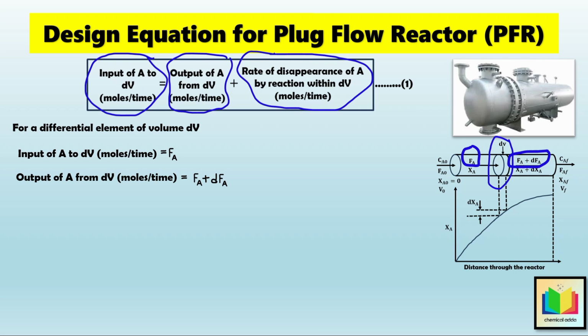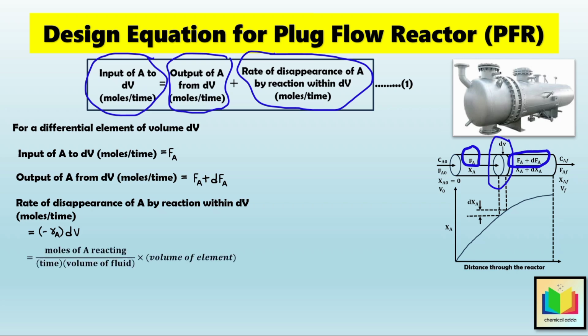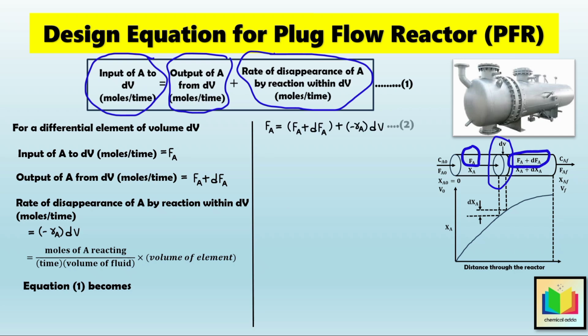But here we are considering a differential element of volume dV. Hence we get the rate of disappearance of A by reaction within dV in moles per unit time is equal to minus Ra into dV, where minus Ra is nothing but moles of A reacting divided by time into volume of fluid, and dV is the volume of the element. Now, let's substitute the values of these three terms into the material balance equation number 1. So after putting all these values in equation 1, we get Fa is equal to Fa plus dFa plus minus Ra into dV. Now, let's simplify this equation.